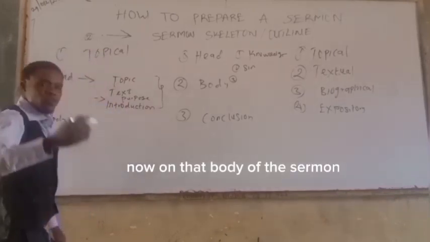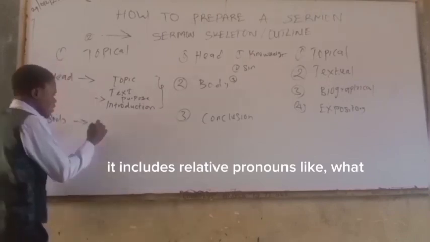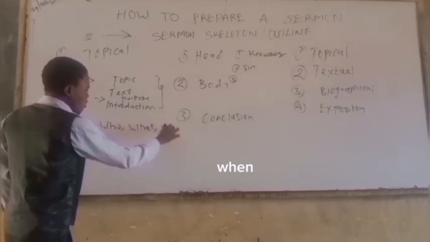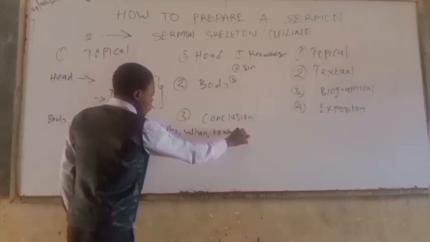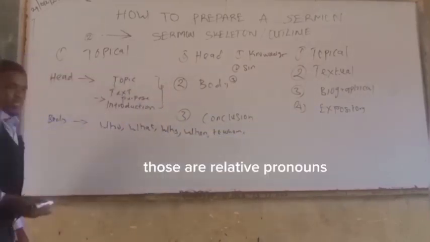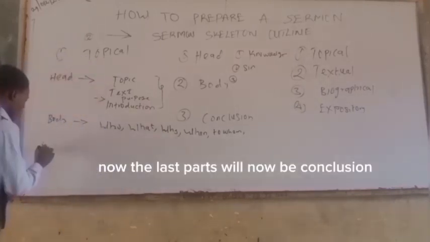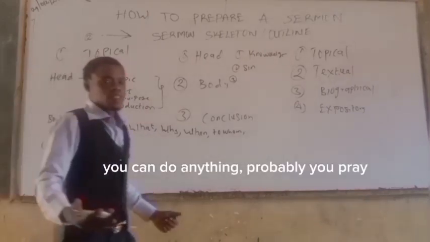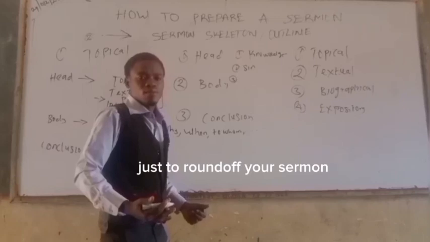Now, under the body of a sermon, you will ask some questions. It includes relative pronouns like who, what, why, when, to whom, and so on. Those are relative pronouns that are included under the body of a sermon. Now, the last part will be the conclusion. After the conclusion, you can do anything. Probably you pray, probably you tell a story just to round off your sermon.